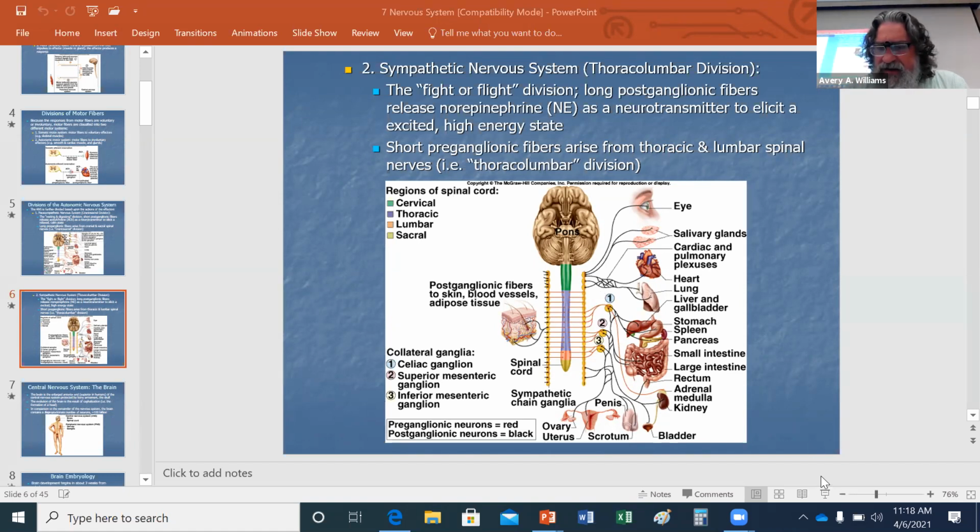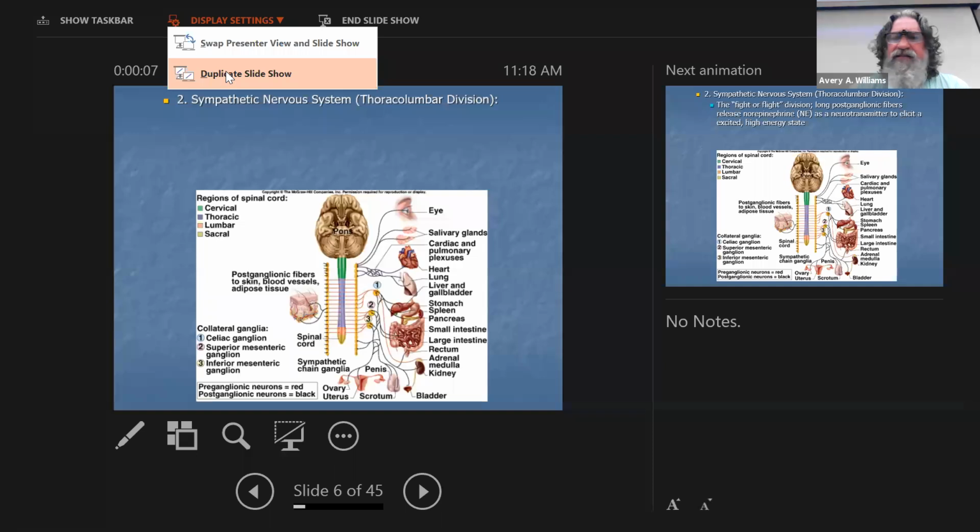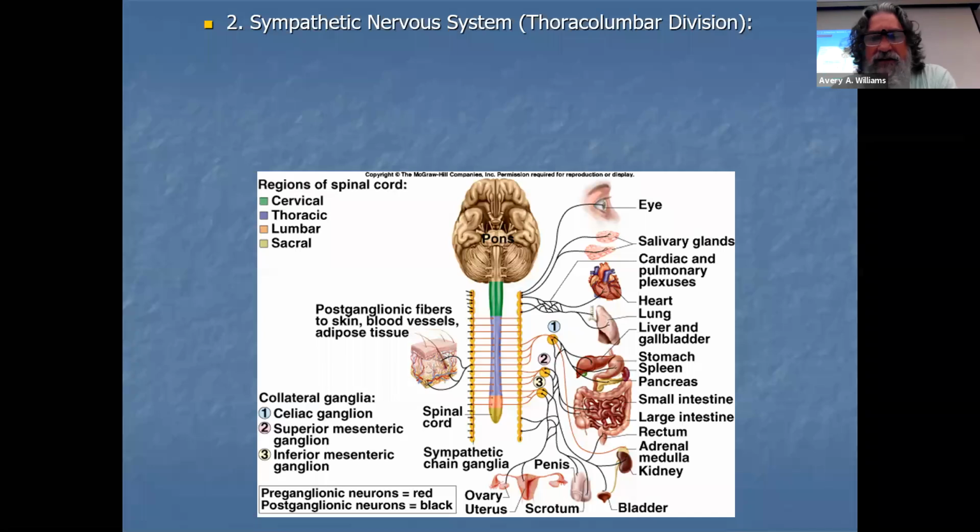Let me do this. Make it look like this. Let's see. Does that look right? Yeah, kind of like that. So everybody can kind of see the same thing.